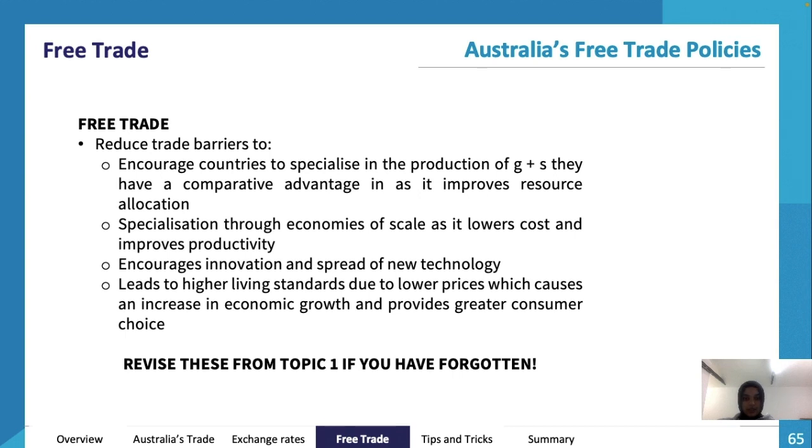Encourages innovation and spread of new technology as well, and it leads to higher living standards due to lower prices, which cause an increase in economic growth and provides greater consumer choice, right? So consumers have more choice now rather than just having one local business that they get their products from. They have a range of different businesses, including local and foreign businesses as well.